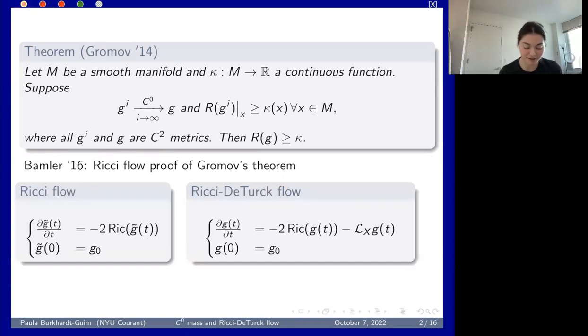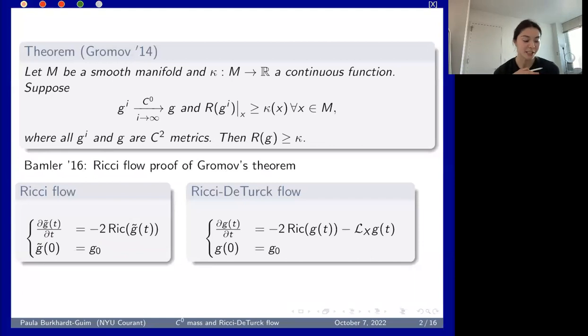The Ricci flow is an evolution equation for Riemannian metrics on a manifold. I don't actually work with Ricci flow that much, and so my Ricci flows always have these tildes on them. The Ricci flow equation is that the time derivative of the family of metrics at time t is equal to -2 times the Ricci curvature of the time slice at time t. And of course, you can prescribe some initial data.